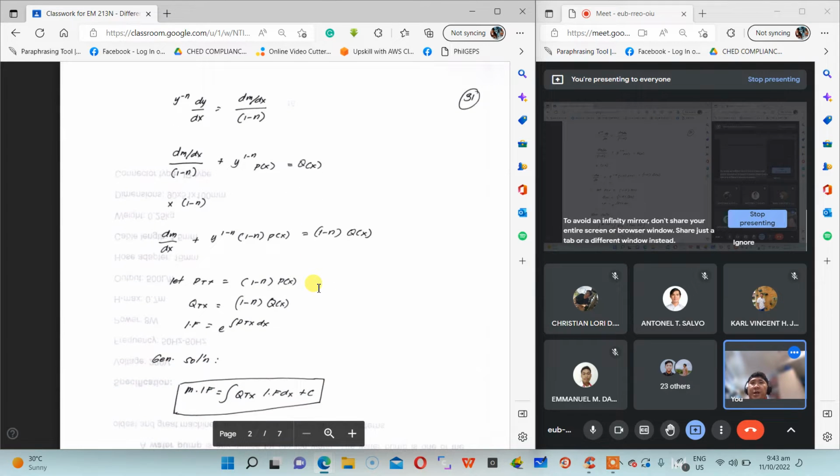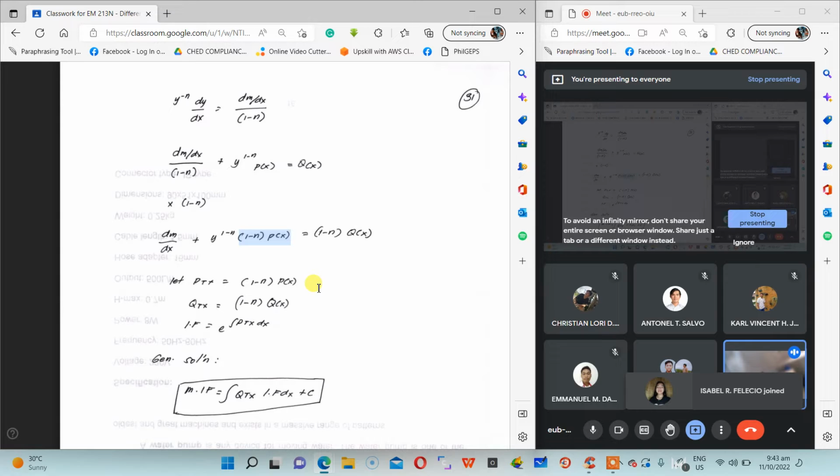From here, you can identify the p of x. But since we have a constant, you need to involve it with the p of x. That's why we call it P of x, okay? The function of P of x. So that is 1 minus n times p of x. Then what's on the other side is called the Q of x.